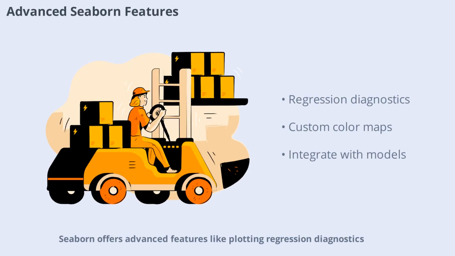Seaborn offers advanced features like plotting regression diagnostics, customizing color maps, and integrating with statistical models. These tools allow you to perform deeper analyses and create publication-quality graphics. Exploring advanced features can take your data visualization skills to the next level. Let's highlight some advanced capabilities you can try.